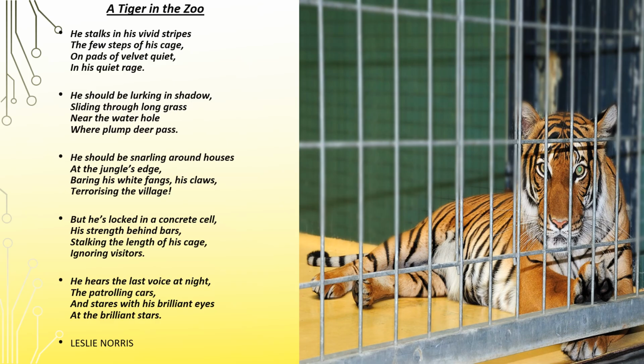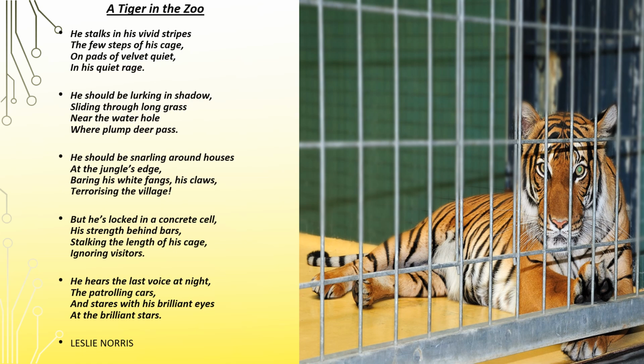This poem, A Tiger in the Zoo, written by Leslie Norris, is a beautiful poem. In fact, I would rather say it's a thought-provoking poem that compares the life of a tiger in the zoo or cage or in captivity with that in its natural habitat. The poem is made up of 5 stanzas. The first one is in the cage.